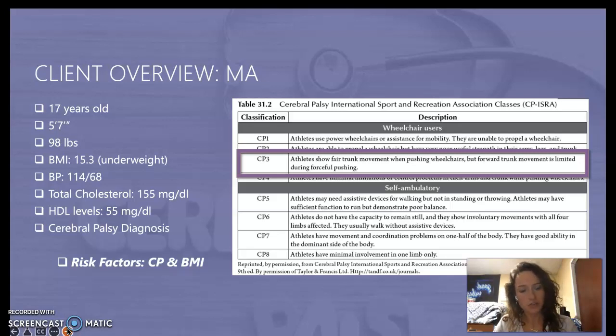The only risk factors to really take note of in this chart, because all of his blood work and all of his labs seem to be looking really good, is that he has the CP diagnosis as well as his BMI is low, and it's something just to be mindful of.